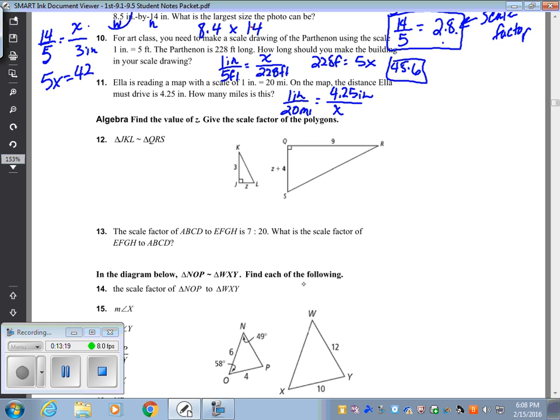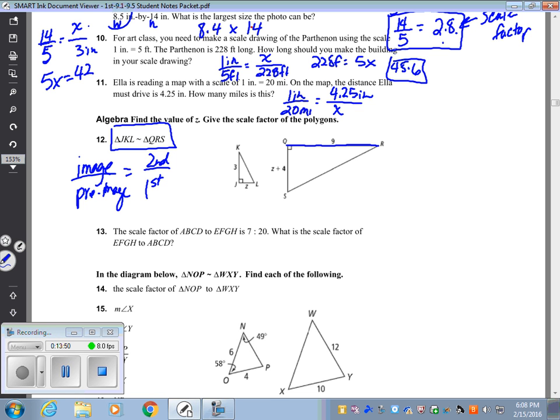Alright, so it says we find the value of z given the scale factor of the polygon. They've told me the similarity statement, so remember order matters. So to find the scale factor, I need to do image over pre-image. And basically I need two sides that I have a measurement for. So if I look at this side here, our image would be the second figure to the first figure. The second figure is this larger one here.